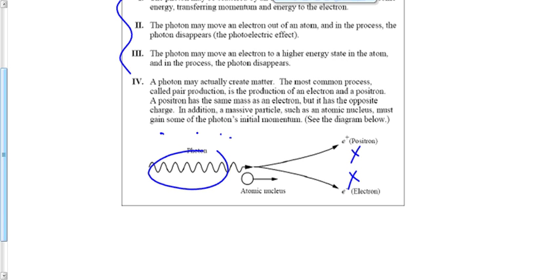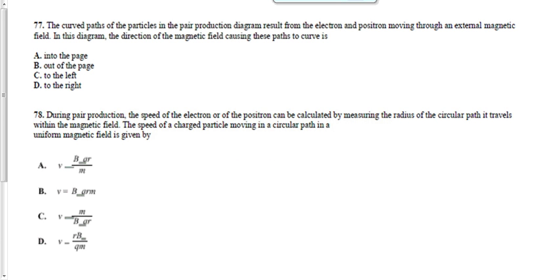If we pick the positron, we're going to use our right hand. Thumb to the right, because that's the way it was initially going. But then it was deflected upwards, so the palm would point upwards, and the fingers would point into the page. If you wanted to use the electron, you would use your left thumb to the right, palm points downward, because the electron's deflected downwards, and the fingers would point into the page. So the direction of the magnetic field that would cause both of those to behave the way they do is going to be into the page.